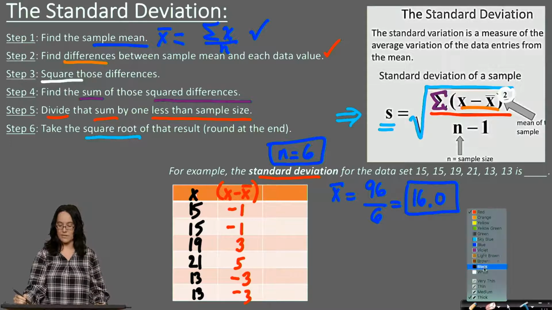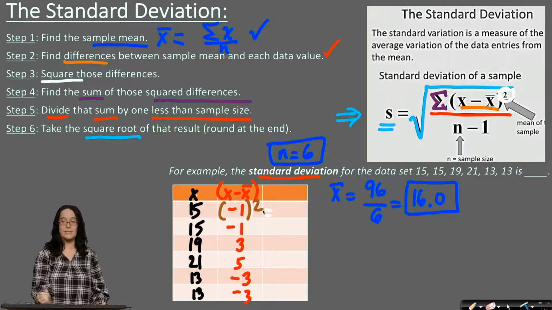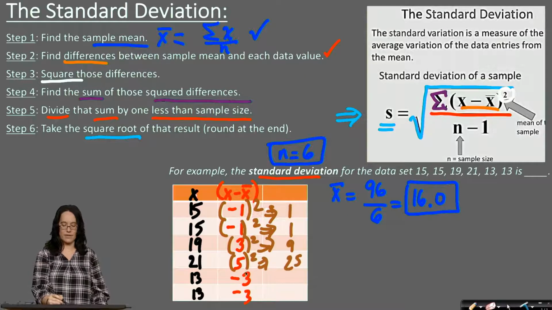Now we need to square the differences because we don't want to wipe any out, right? A negative 1 and a positive 1, for example. So step 3 is to square those differences. And when we do square those differences, let me get a color you can see here, I'll use brown. When we square those differences, negative 1 squared is positive 1, right? Again, negative 1 squared, same thing, positive 1. How about 3 squared? That's just 9. 5 squared? That's just 25. Negative 3 squared, that's just 9. And again, negative 3 squared is just 9.